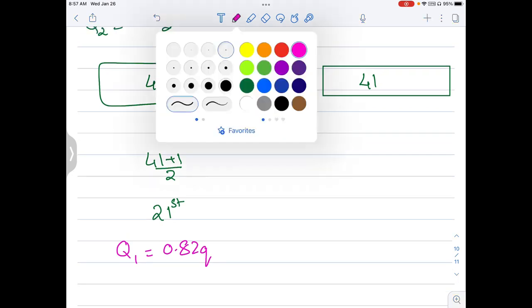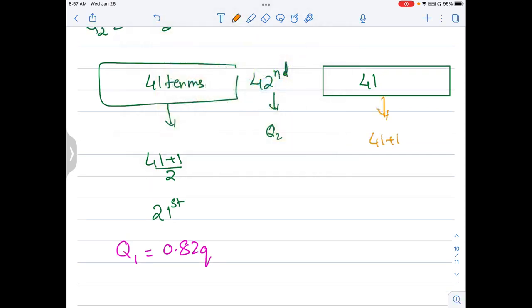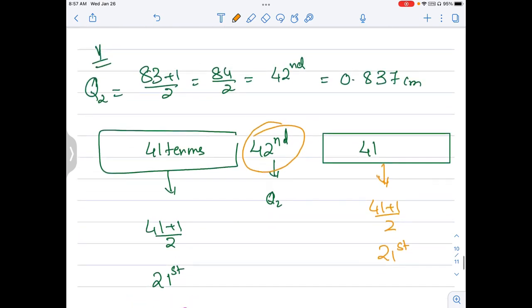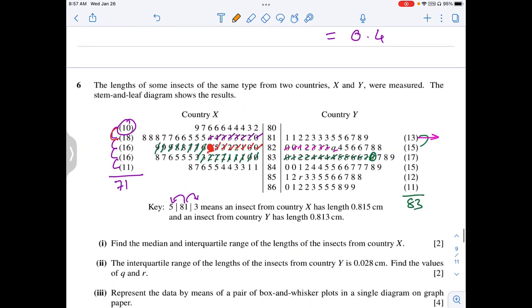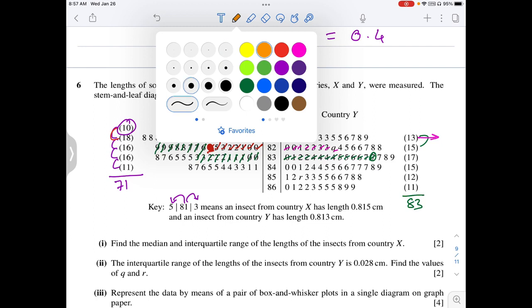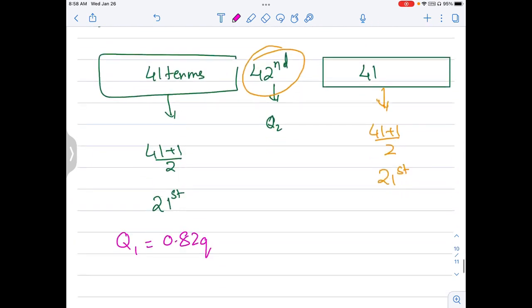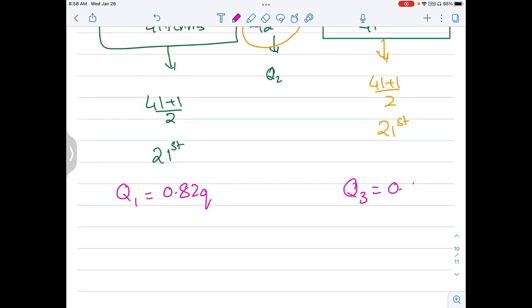Now again, 41 plus 1 divided by 2, which is the 21st term. The 21st term from this Q2 is going to be Q3. So what was that? 0.837. The 21st term from 0.837. So let us mark this one as the Q2. From there, the 21st term 1, 2, 3, and this is 15. So 18, 19, 20, 21. So this is r, 0.85r. So Q3 is equal to 0.85r. Let me write neatly, 0.85r.